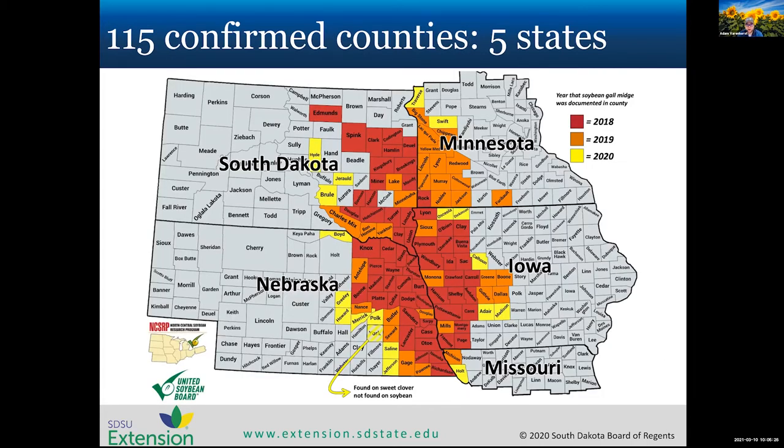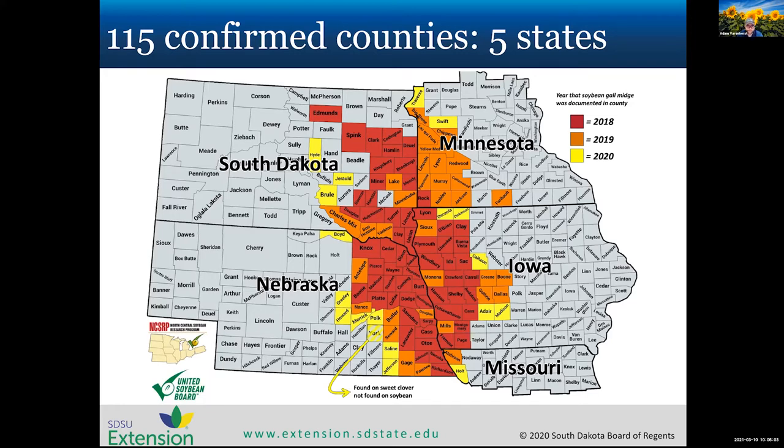And if we look at where it's been confirmed so far, a lot of miles have been put on vehicles going around and checking fields. We can see that it isn't just a big issue in South Dakota, it's an issue in a couple other states as well. 2018 is when this survey really took off. That's when it became very evident that we are having more than a nuisance pest or a secondary pest showing up in the soybean. Soybean gall midge were killing soybean. And so when we got looking, we could find it in a lot of places.